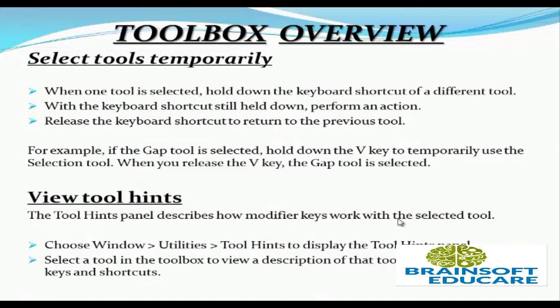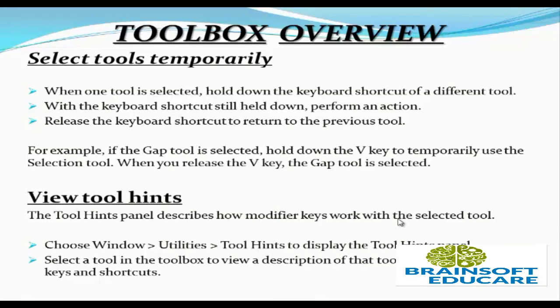Select a tool temporarily. When one tool is selected, hold down the keyboard shortcut of a different tool. With the keyboard shortcut still held down, perform an action. Release the keyboard shortcut to return to the previous tool. For example, if the Gap tool is selected, hold down the V key to temporarily use the Selection tool. When you release the V key, the Gap tool is selected.